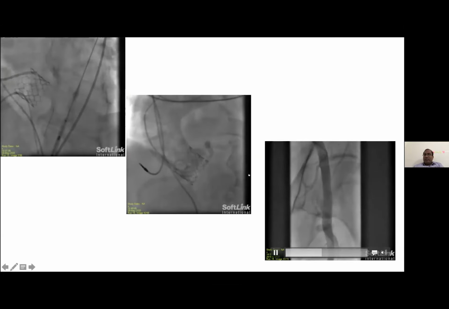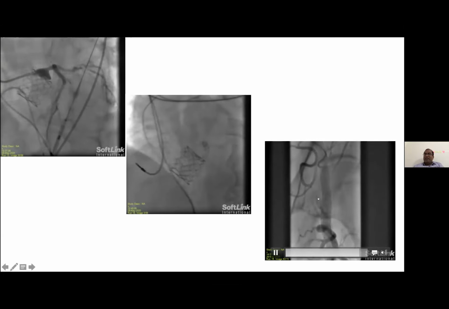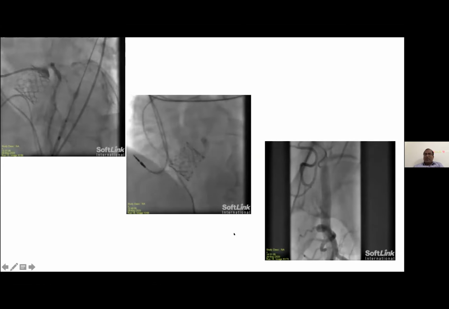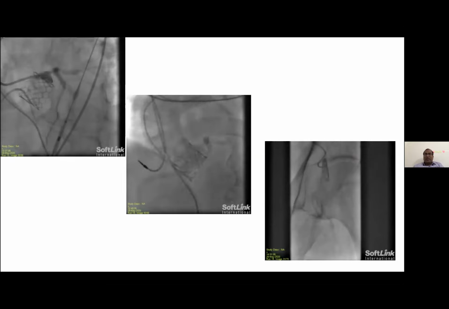This is the pigtail shot. This is the final DSA shot of the left groin. He was discharged the next day. He went home this time again happily.